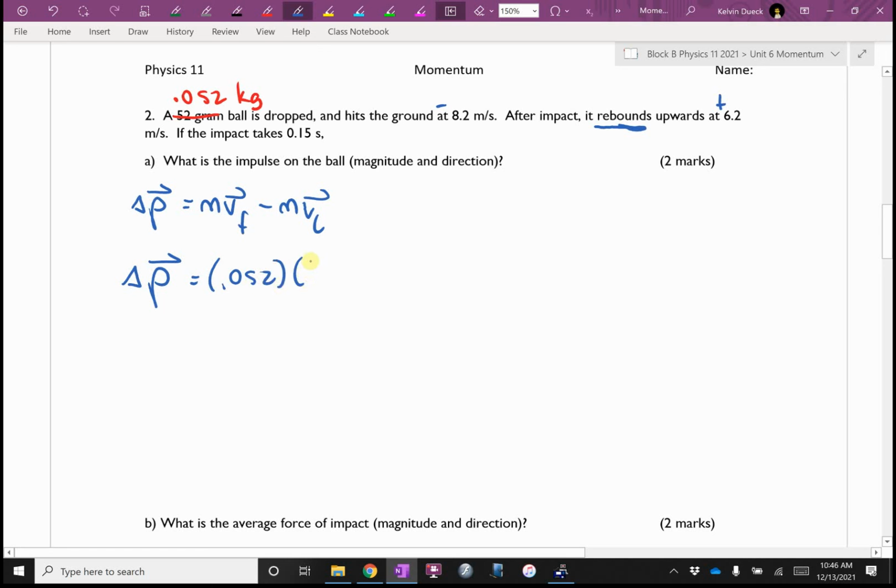0.052 positive 6.2, minus 0.052 negative 8.2. I'm going to get a minus, which is a plus, which makes sense because this ball had to undergo a pretty big change in momentum. It first of all had to come to a stop, and it had to get pushed up. Those are both in the same direction.